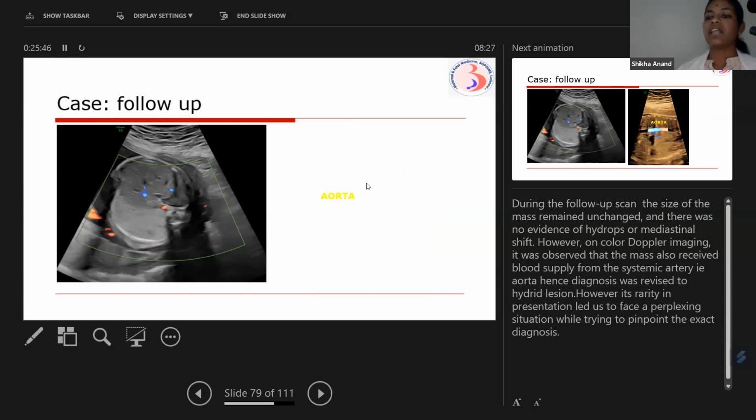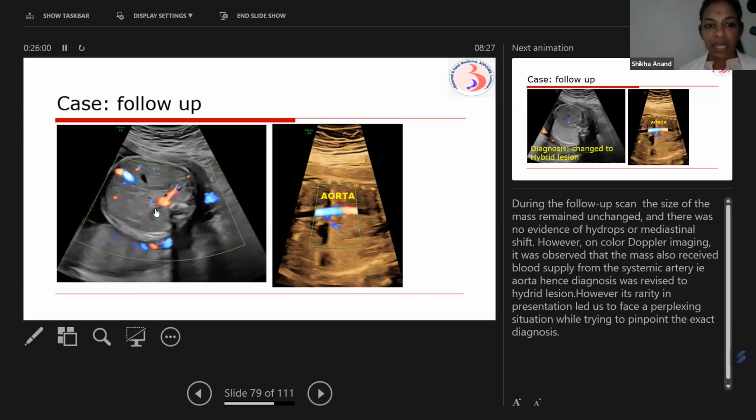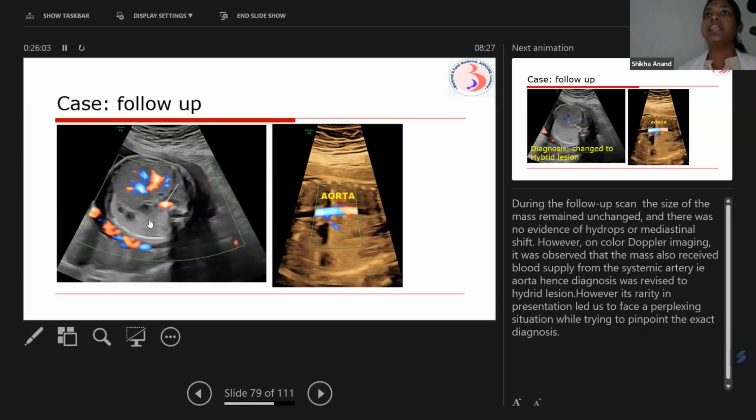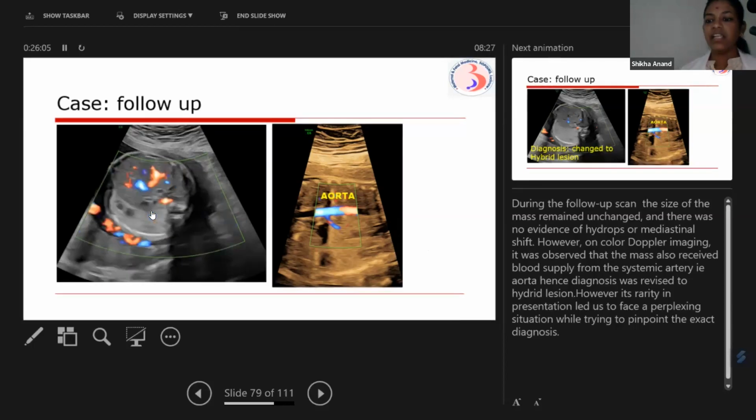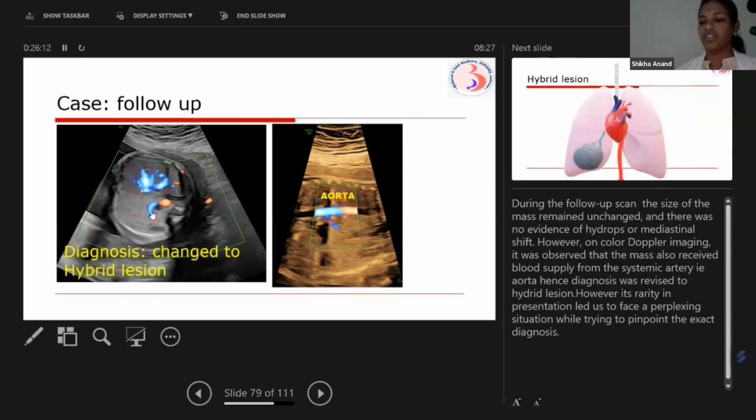During the follow-up scan, the size of the mass remained unchanged, and there was no evidence of hydrops or mediastinal shift. However, on color Doppler imaging, it was seen that the mass also received its supply from the systemic artery, that's the aorta. Hence, the diagnosis was revised to hybrid lesion. However, its rarity in presentation led us to face a perplexing situation while trying to pinpoint the exact diagnosis.